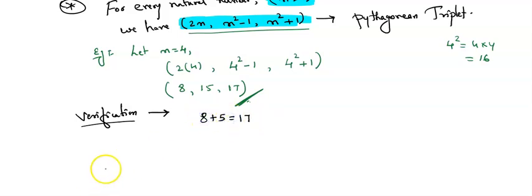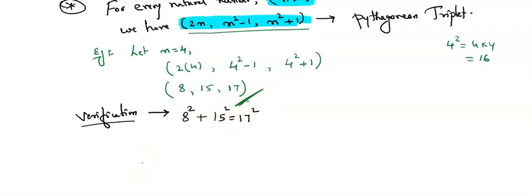Just you can write like this. That is 8 plus 15 is equals to the bigger number, 17. Which are the smaller numbers compared to 17? 8 and 15. You add these. Then you do square on both the sides. 8 square plus 15 square is equals to 17 square.